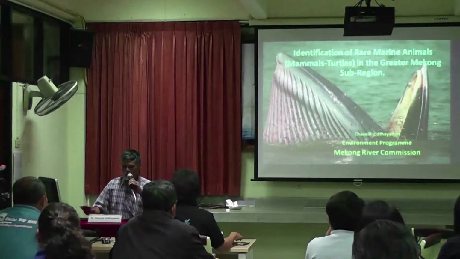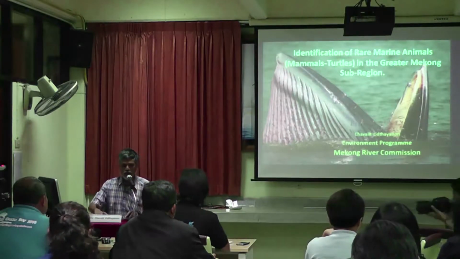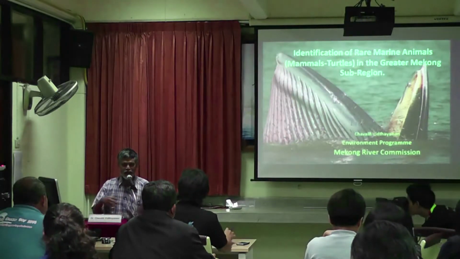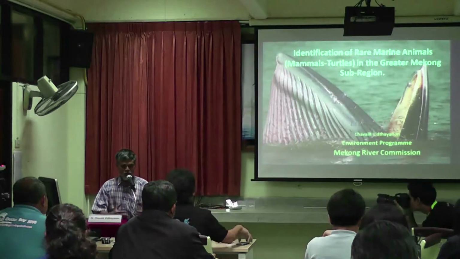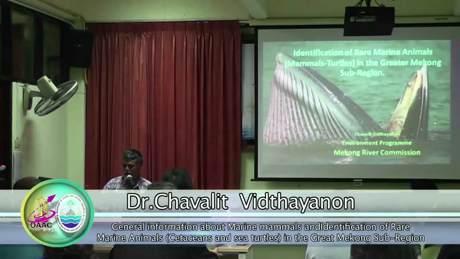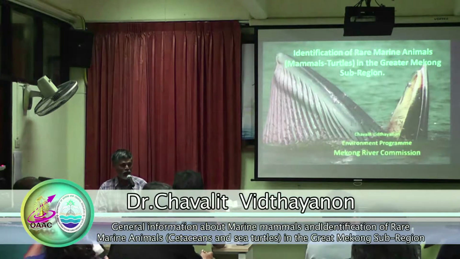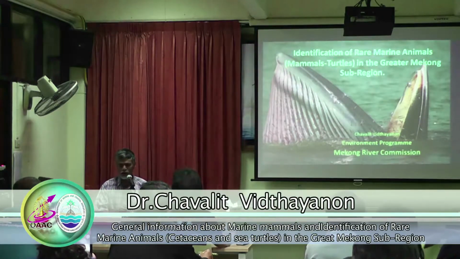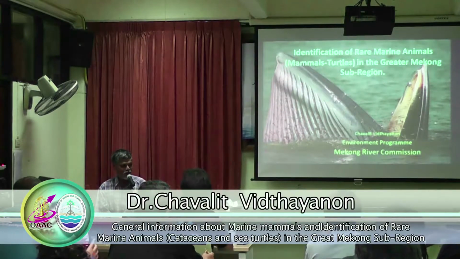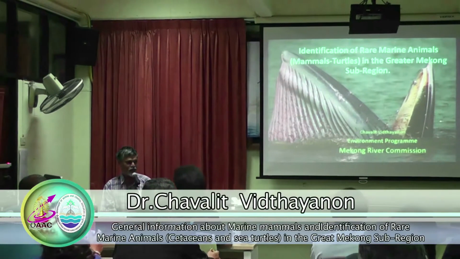I would like to give an overview of identification. What character is the best and simplest to apply for identification, both for live animals, for rescue, to save them alive and return them to the sea, and also for dead animals or carcasses, for scientific research.